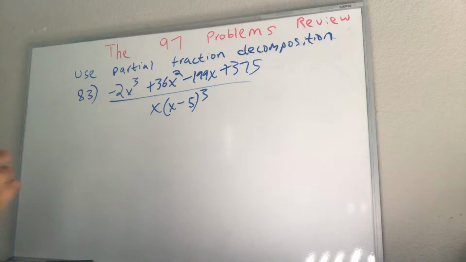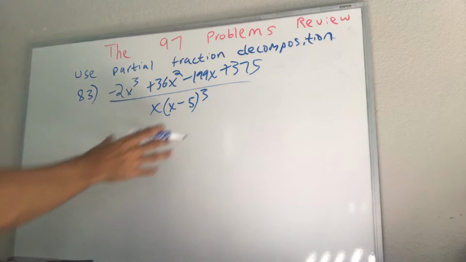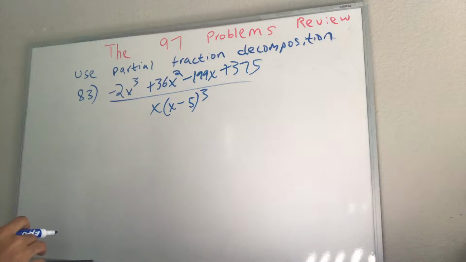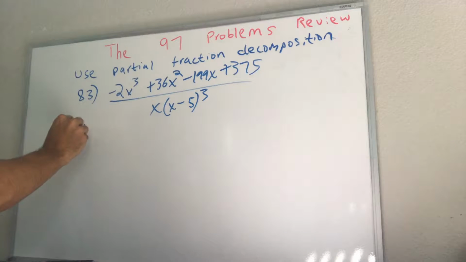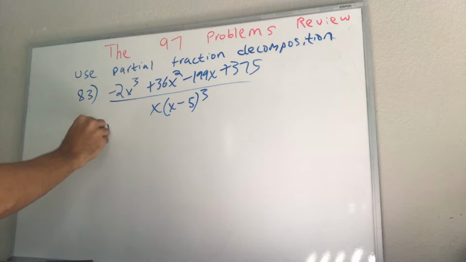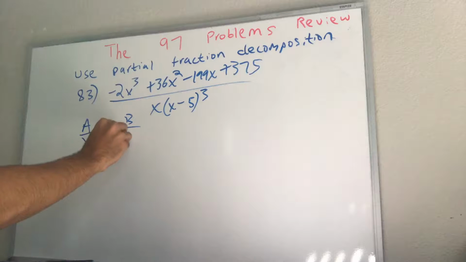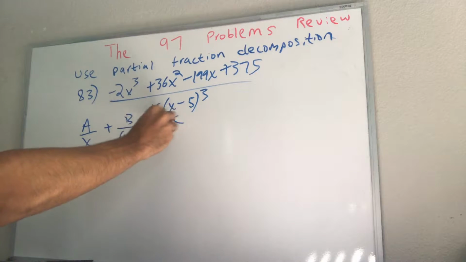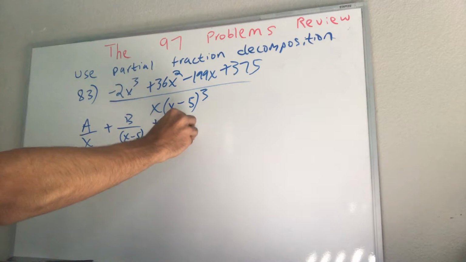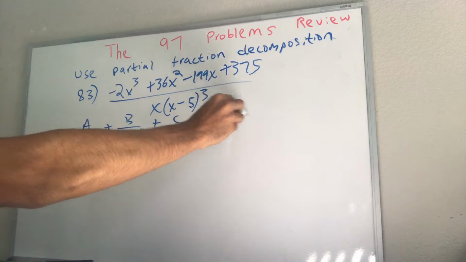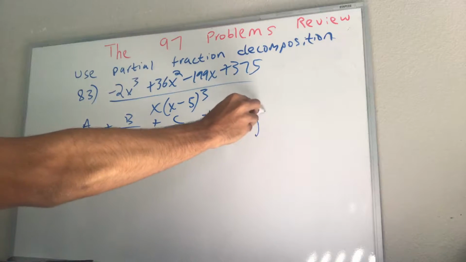But we don't have to factor anything out, right? In the previous lesson, we did have to factor out that cubic expression, right, using the rational zero theorem and then synthetic division. But here we don't really require any factoring. We have an expression that has already been factored. So we can write this as A divided by x plus B divided by x minus 5 plus C divided by (x minus 5) squared plus D divided by (x minus 5) cubed.